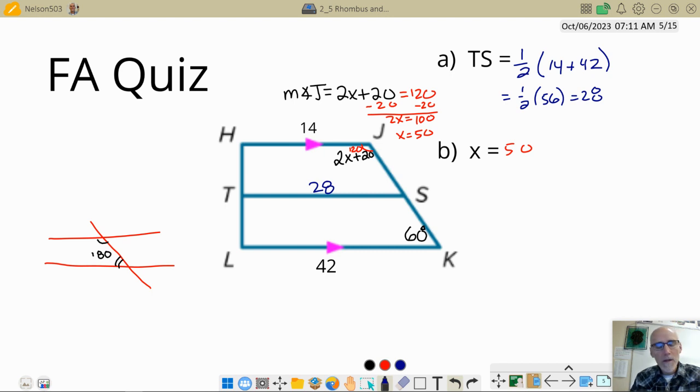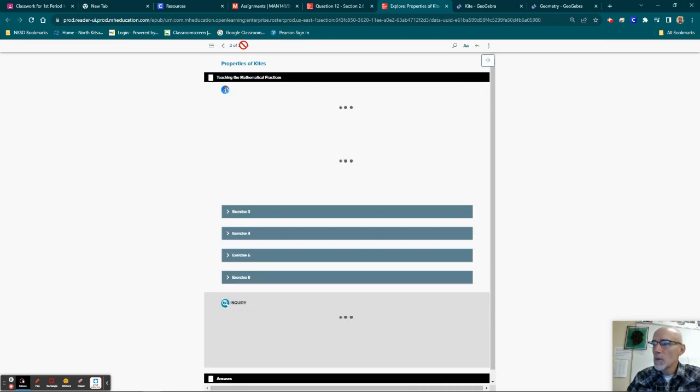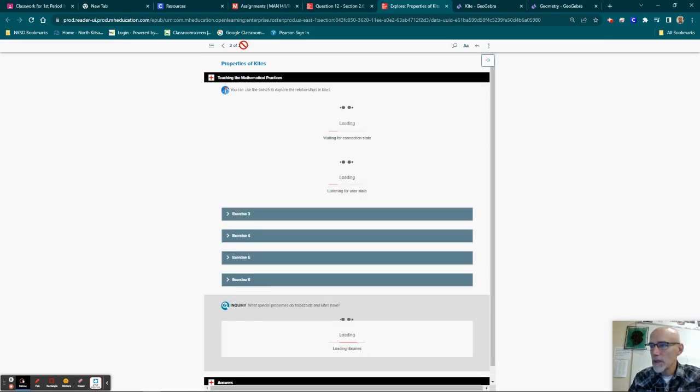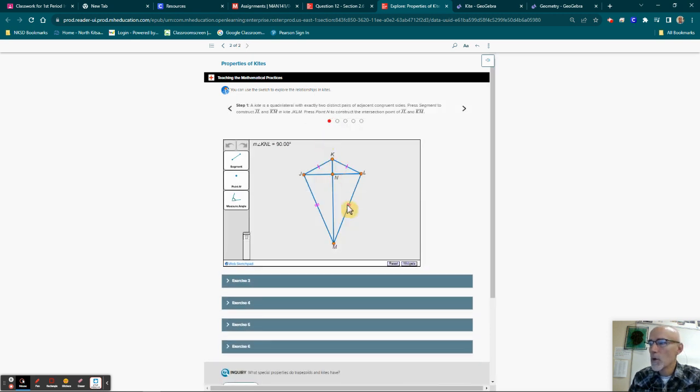All right, let's talk about kites real quick. So in our little exploration yesterday, if everything would have worked perfectly, everyone would have seen a kite. Some people's widgets, if you will, were not working.